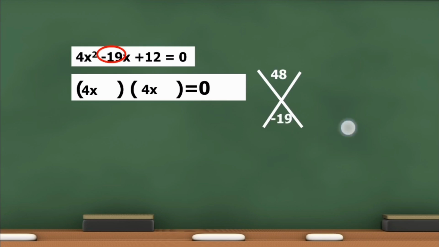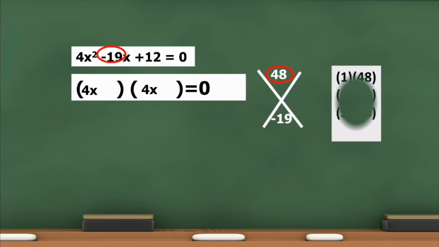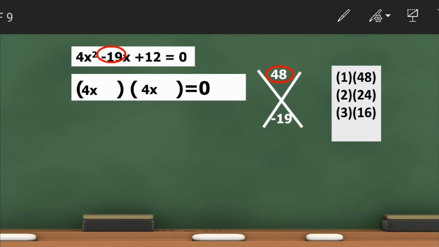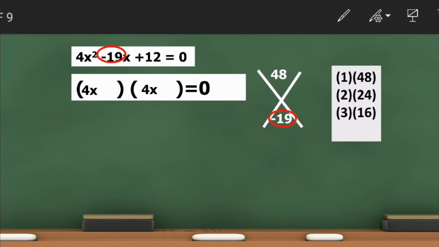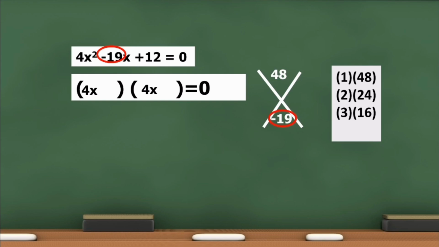So next step, kunin natin class or ilista natin yung mga factors ng 48. So ito po yung mga factor ng 48. 1 times 48, 2 times 24, and 3 times 16. After that, hanapin natin class yung factors na kapag inad natin ay equal sa negative 19. So 1 plus 48 is equal to 49. 2 plus 24 is equal to 26. 3 plus 16 is equal to 19.